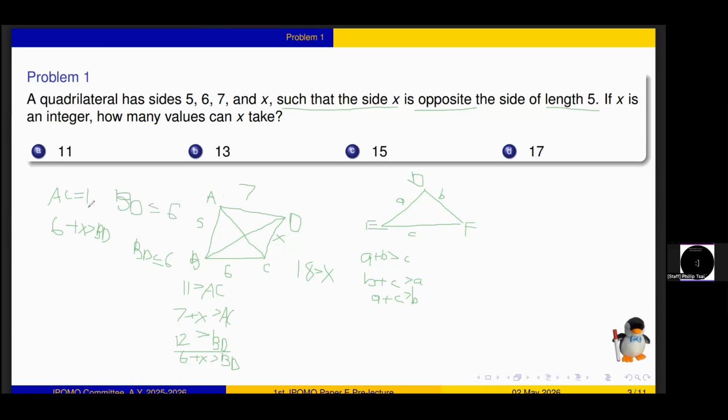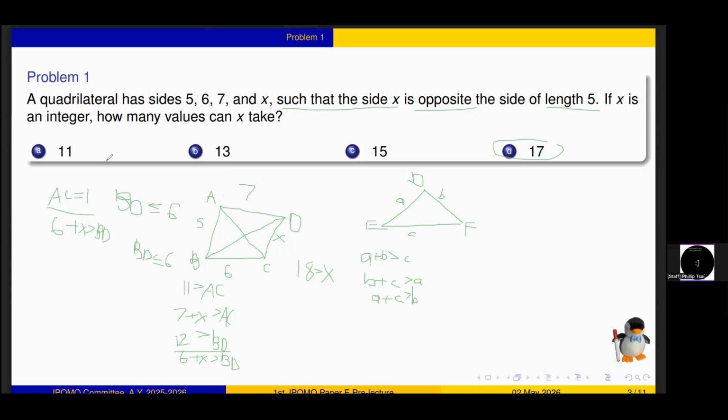Actually, not even AC is equal to 1, but let's just put BD equal to 6 or something. We realize that this doesn't put any more restrictions on x. X can just continue to be positive. It can be any positive integer between 1 and 17, and so x can just take any positive integer from 1 to 17, which means the answer is 17. Sorry, but yeah.